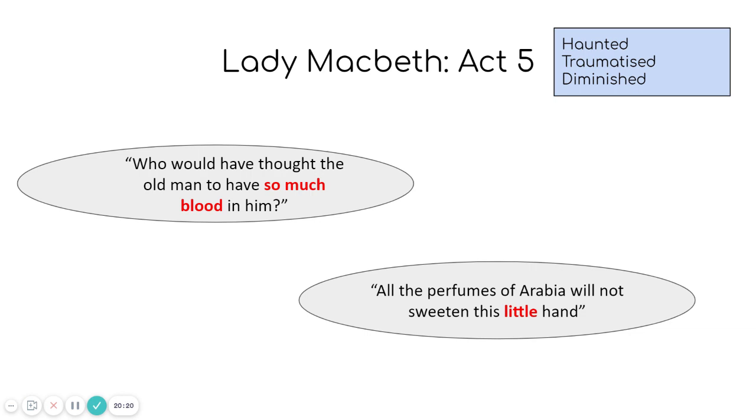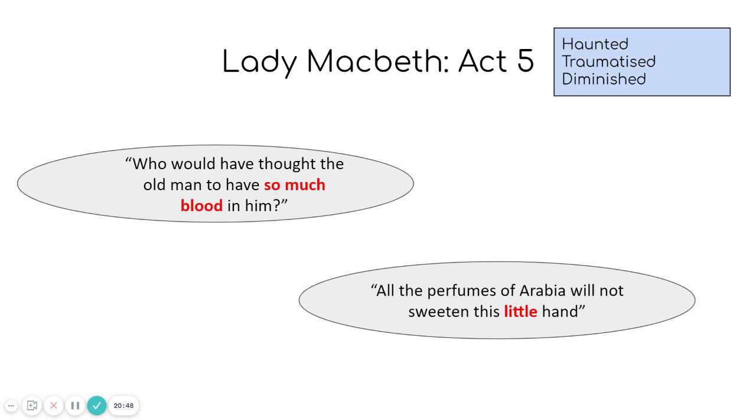And in fact, these two quotations are taken from where she is sleepwalking. She says, "Who would have thought the old man to have so much blood in him?" She's still reflecting on what they did to Duncan. All this time later, she's still thinking about it. And you'll notice from the graphic nature of this imagery, so much blood, that it's traumatized her, it's haunted her. She can still picture it very clearly in her mind.